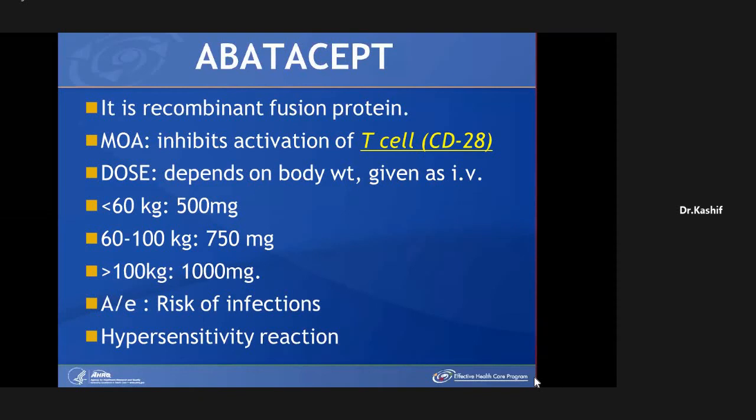Okay, then we have abatacept, and this basically enables the activation of CD20. These are the proteins of the T cell. They are the receptors basically present on the T cell, and they enable the activation of these receptors. Depending on body weight, the doses are given, but I told you again, the doses are not very important. Hypersensitivity reaction. So the mechanism is important in this case, the dosing is not very important, and the side effect is important.